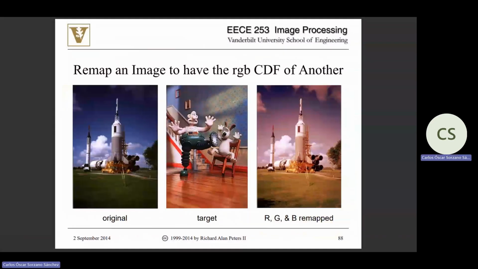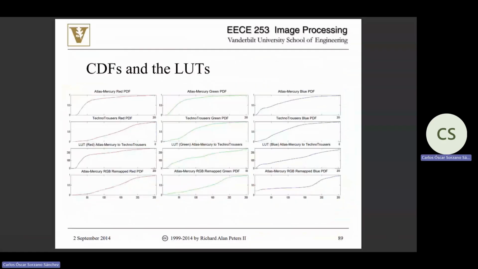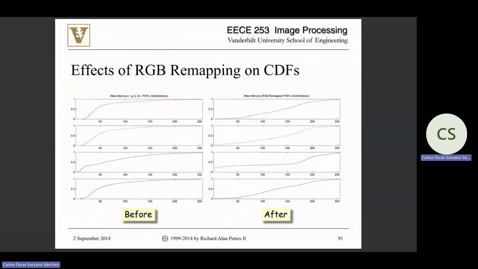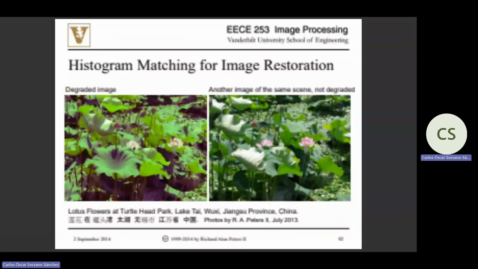Okay, and then another example. So we have this image. This one is kind of red. So you transform this one, and it becomes again kind of red. All the PDFs and CDFs and everything from everyone, and all the histograms. Yeah, this is quite repetitive.